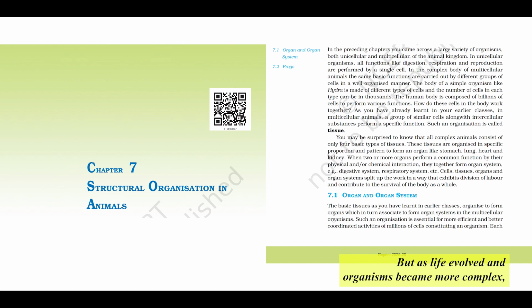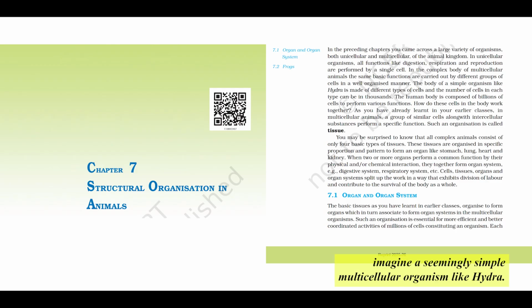But as life evolved and organisms became more complex, especially in multicellular animals, we see a remarkable shift. The same basic functions are no longer handled by just one cell. Instead, they are carried out by different groups of cells working in a wonderfully organized and cooperative manner. This, my friend, is the essence of division of labor at the biological level. Think of it like a highly efficient factory where specialized teams handle specific tasks.